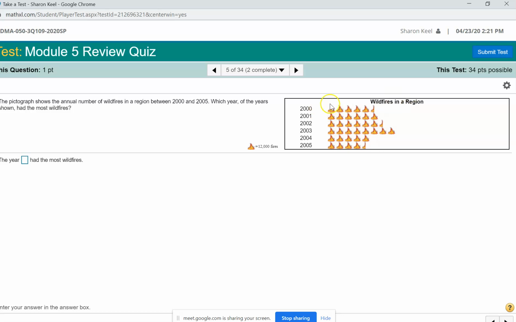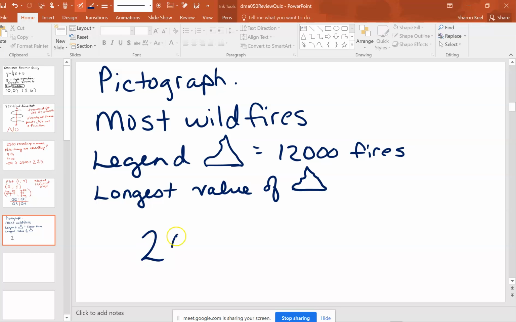So all you have to do is they all have 1, 2, 3, 4. And then as you continue to see which one has the most wildfires, we don't have to give the number for this. We're just going to give the year. So the year for this one is 2003. If we wanted to know how many there were, we would count the number of fires, times it by 12,000 to get the total number of fires.